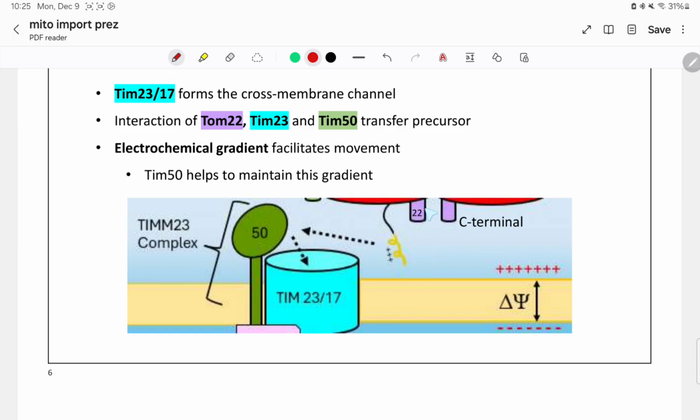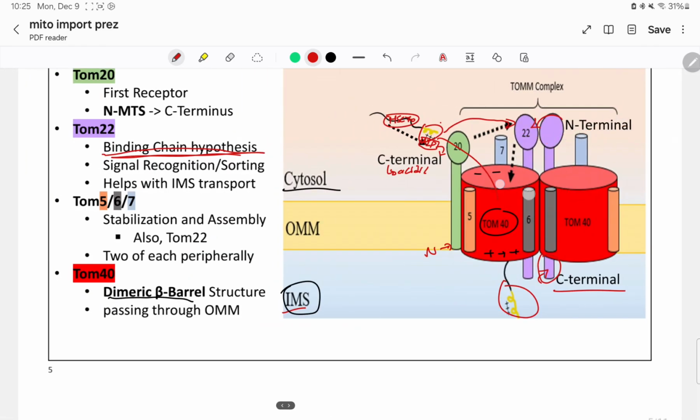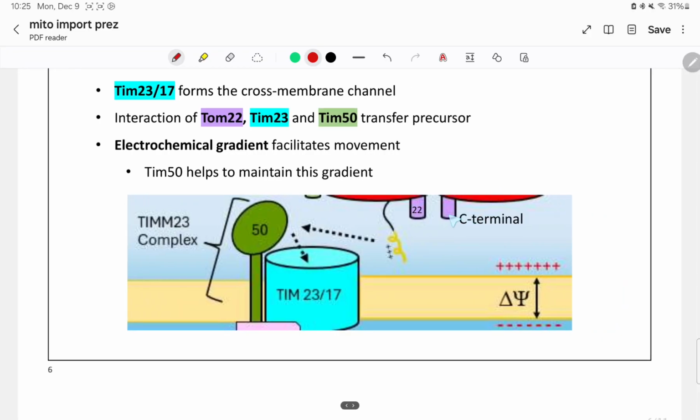This process is very complex, but remember TOM22 from the last slide? So here's TOM22. Let me erase all this, okay? So here was TOM22, and I told you that this is the N terminus of it, and this is the C terminus of it, okay? And the C terminus of it protrudes into the IMS. Now, if we come to this slide, you can see that the C terminus of this TOM22 will interact with this protein and push it along to this complex, this TIM23 and 17, okay?